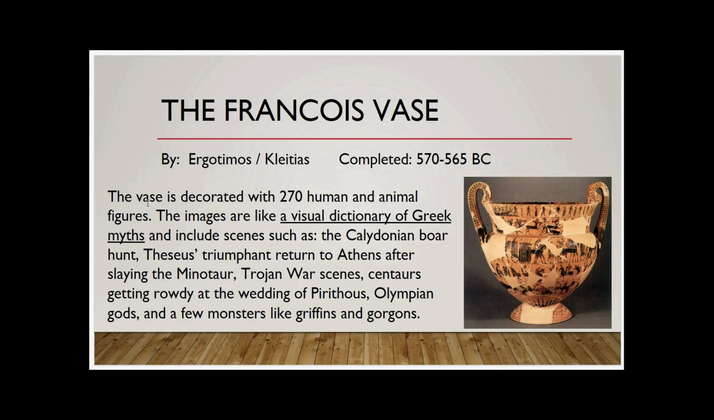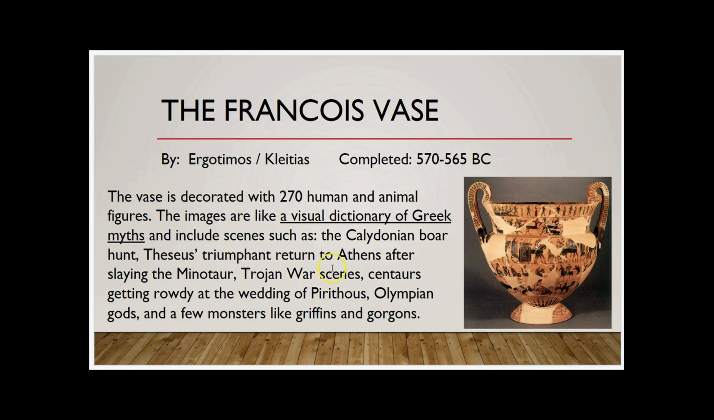Okay, the Francois vase was also decorated with 270 human and animal figures. Animals kind of acted like a Greek visual dictionary of all their myths. So there's something else you could put down as to why it's important. And it included scenes such as, now forgive me if I don't say these right, the Caledonian boar hunt, which we saw the large boar on there earlier.